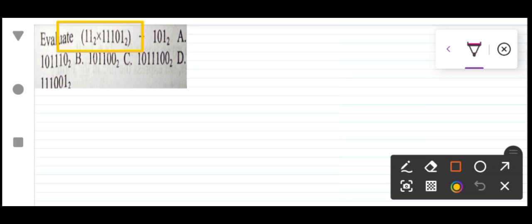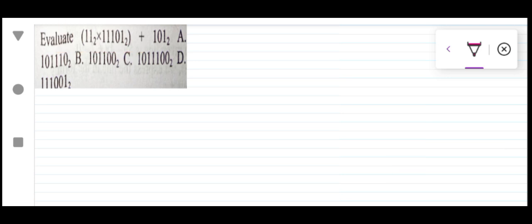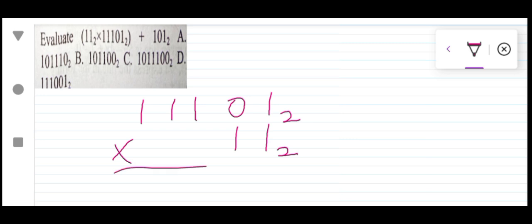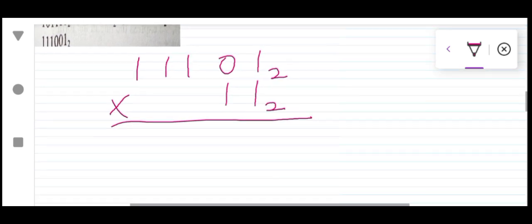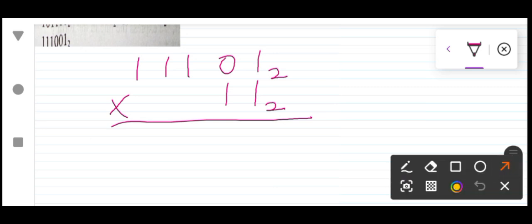So quickly, let's solve the aspect of the multiplication, which is in the bracket. So don't be afraid, we have to write the longer value, which is 11101 base 2, then multiply by the shorter value 1 base 2. So this is just a normal multiplication. So quickly, we are going to be having it this way: 1 times 1, 1 times 0, 1 times 1, 1 times 1, 1 times 1.